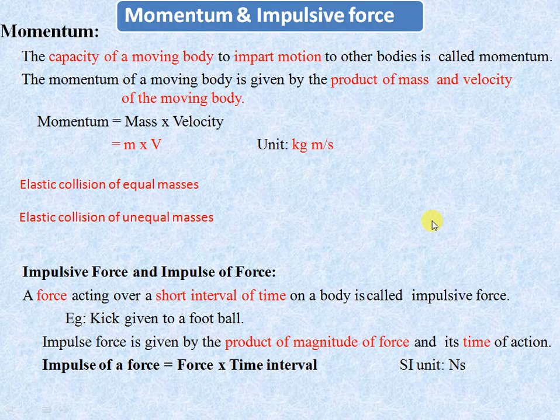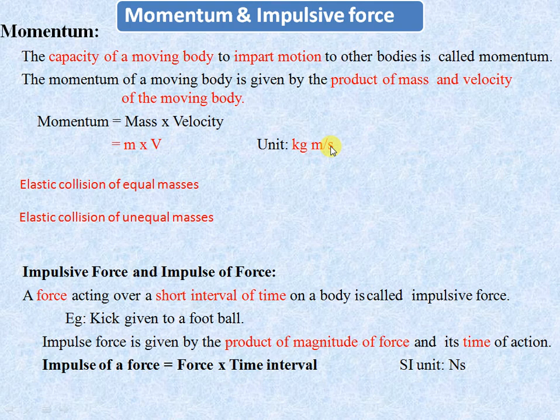The next important topic is momentum and impulsive force. Momentum is the capacity of a moving body to impart motion to other bodies. The momentum of a moving body is given by the product of mass and velocity of the moving body. So its simple equation is momentum equals mass into velocity. Mass is written as m and velocity is denoted by v. The unit of mass is kg and the unit of velocity is meter per second.